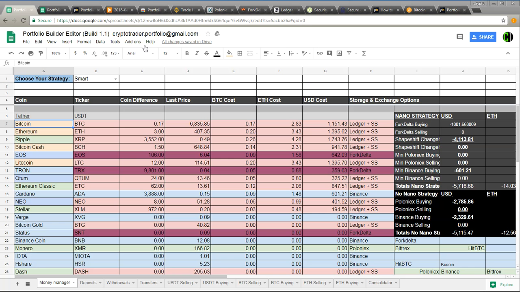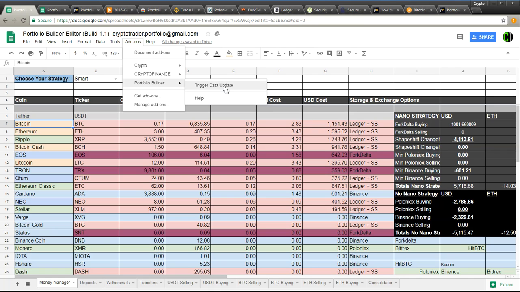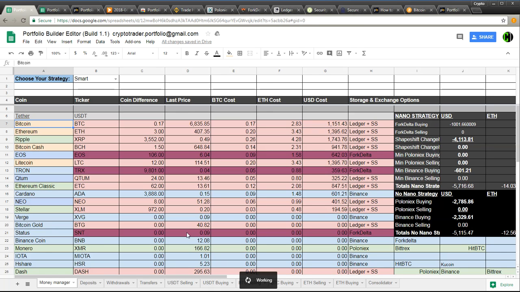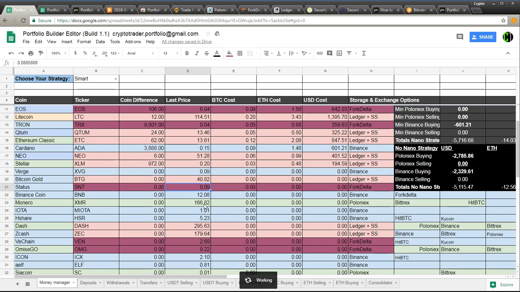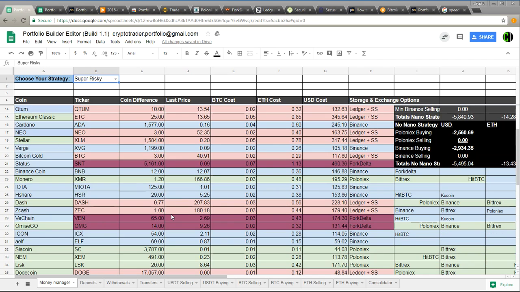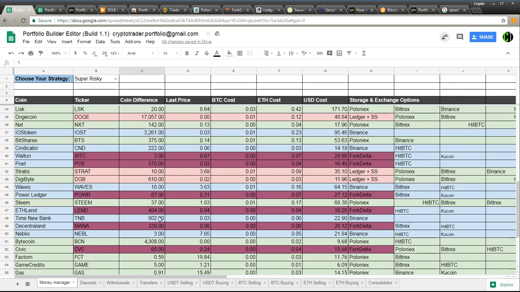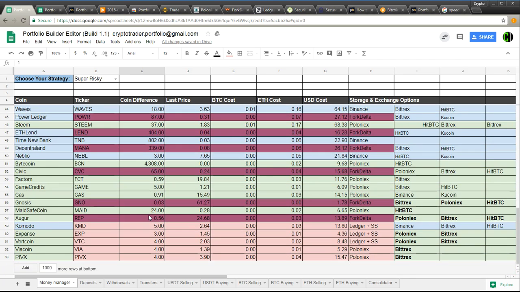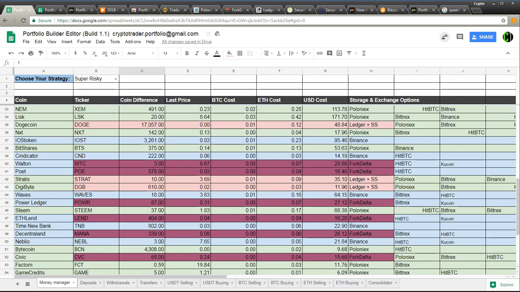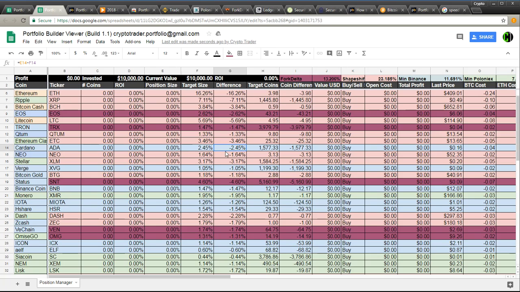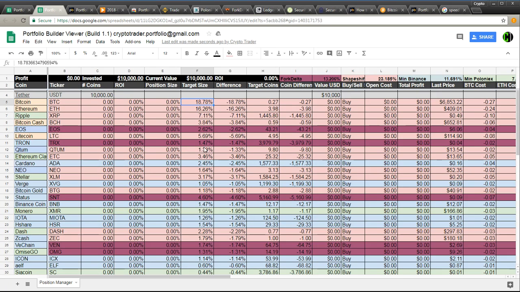Now, just real quick, I'll show you what happens when you upgrade. All you do is go to Portfolio Builder and hit Trigger Data Update. And now it's going to give us recommendations on the entire portfolio of cryptocurrencies. And voila, just like that, it's now telling me exactly how many coins to purchase per cryptocurrency for the top 55 cryptocurrencies in the world. And we can see what our portfolio holding will be using the super risky strategy.